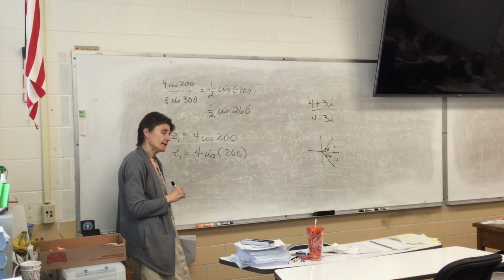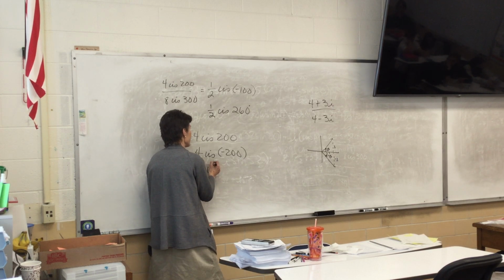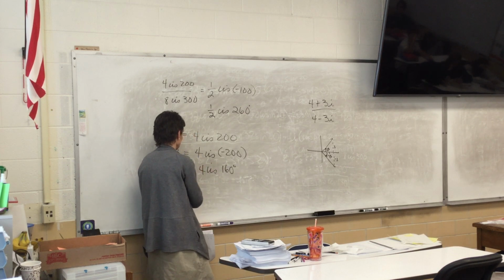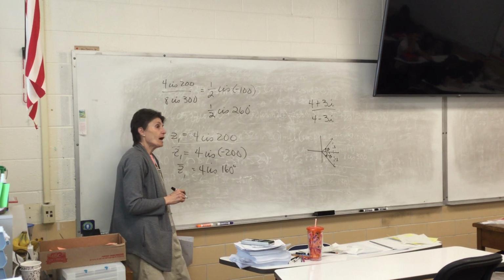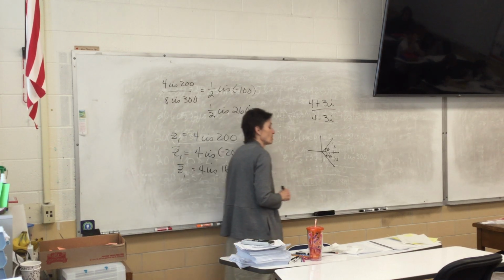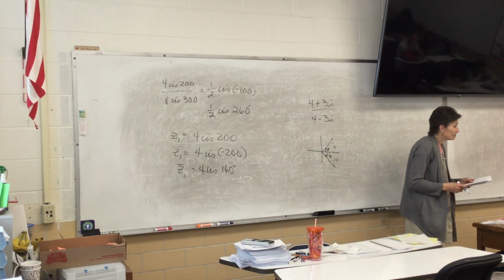And what about negative 200? Can't do it. So the conjugate's going to be 4 CIS 160. There it is. The conjugate of a number in polar form has the same r, but a negative theta.